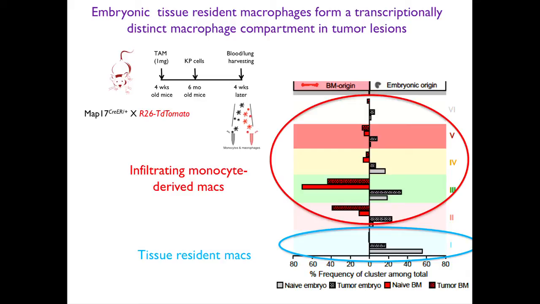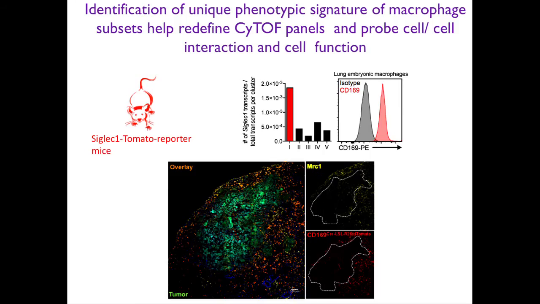So it's emphasized that even in an inflamed environment, these embryonic tissue-resident macrophages continue to form a transcriptionally distinct macrophage compartment, suggesting that it may contribute to tumor outcome. Okay? So this also allows us now to identify novel markers that help distinguish the ontogeny of this macrophage compartment in the tumor lesions. And we found, using the single-cell analysis, that cluster 1, which is the embryonic macrophage compartment, expresses some specific markers, including MRC1 and Siglec1.